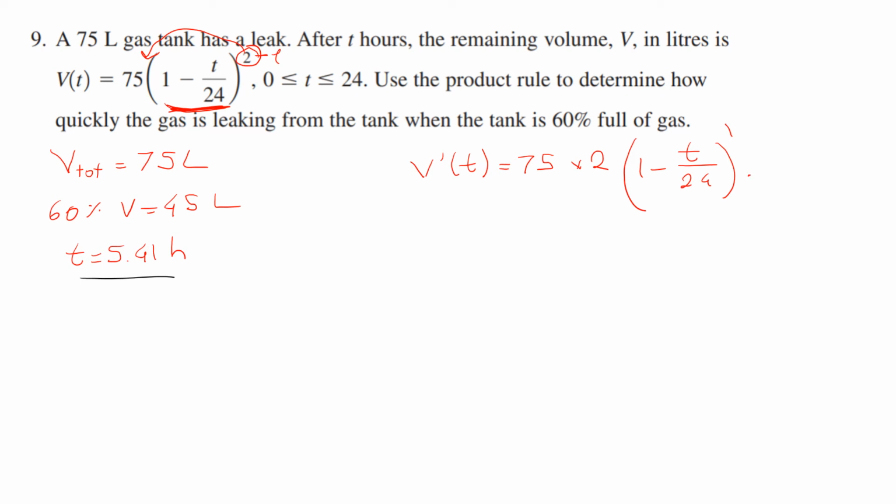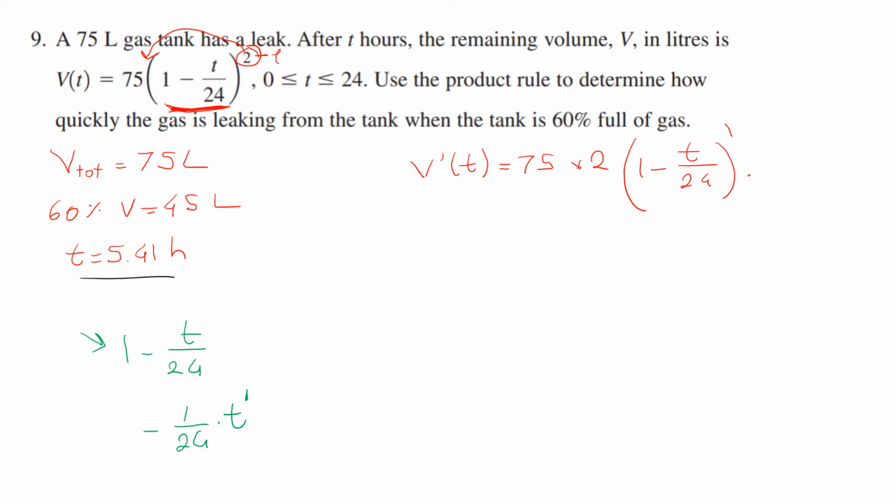I'll do it right over here in a different color. I have 1 minus t over 24. If you take the derivative of this, 1 is a constant. Taking the derivative of a constant is just 0. So now I have negative 1 over 24 times t. You can think of it like that. t has a power of 1.